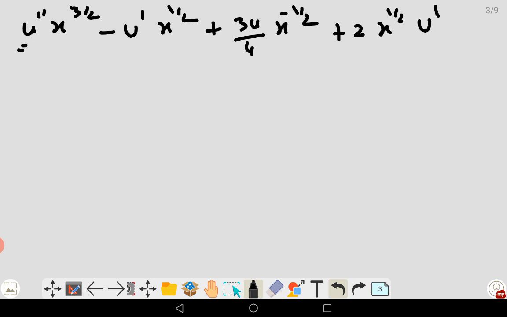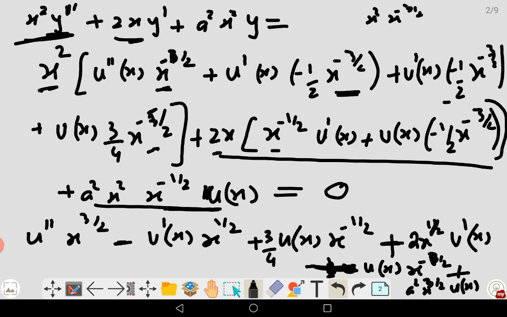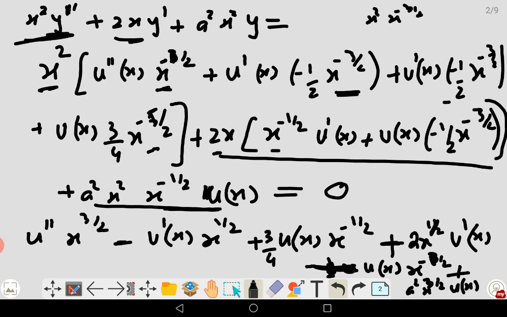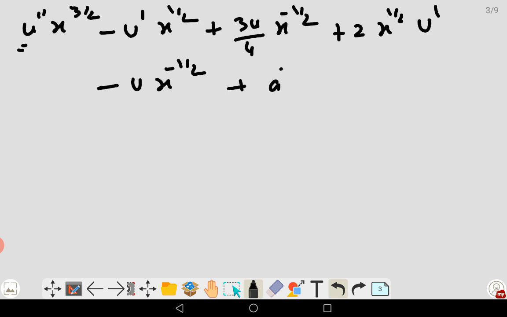We are going to collect u double prime, u prime, and u. Negative u x power negative half. Finally a square x power 3 by 2 u. U is u of x. Wherever u comes, you can write u of x. Okay, that's not an issue, which is equal to 0.